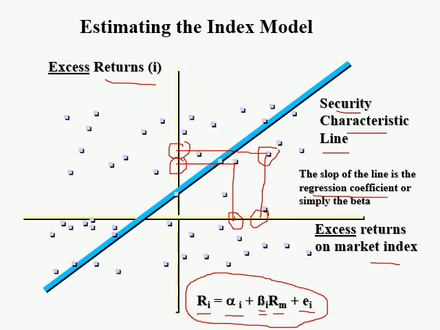And ei, this ei is the residual or firm-specific risk. How can we measure ei? I can measure it by this distance, the distance between the point on the diagram, this point, and this regression line, the security characteristic line. This distance أو المسافة دي هي اللي بتديني قيمة أو الفاليو بتاعة ال ei أو الفيرم specific risk.